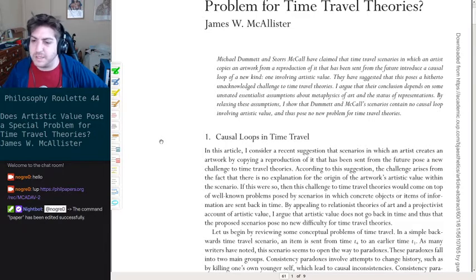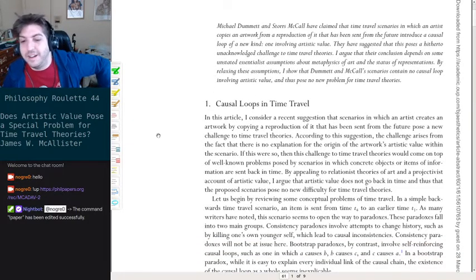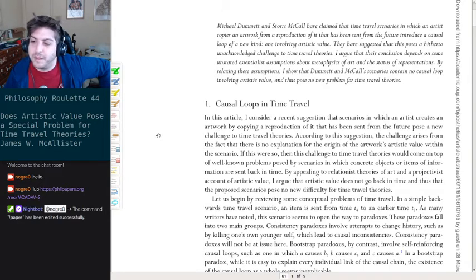In this article, I consider a recent suggestion that scenarios in which an artist creates an artwork by copying a reproduction of it that has been sent from the future pose a new challenge to time travel theories. Oh, so they go like that. Oh, they've copied artwork by copying over. So this is one of those where you've got multiple times, and then someone in the past goes and copies their future work and makes an art from their copy of their not yet created artwork.